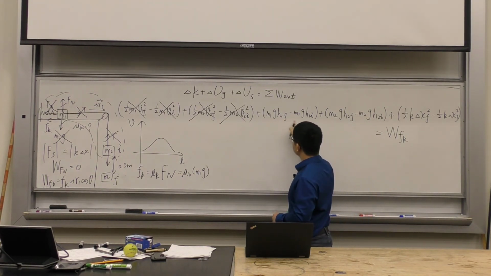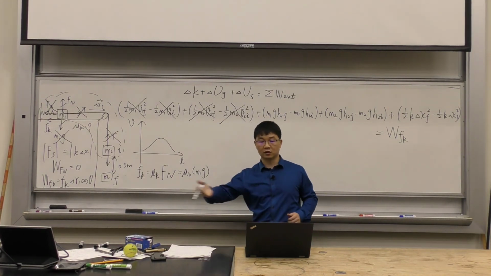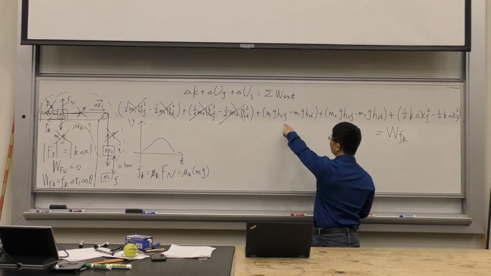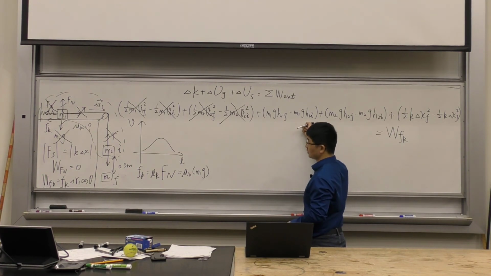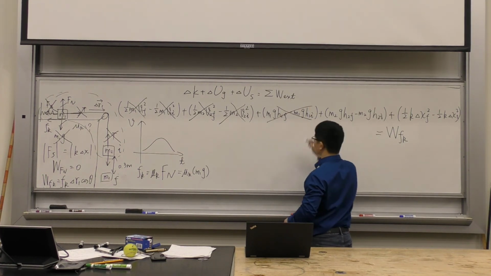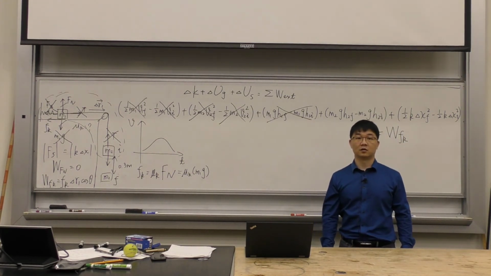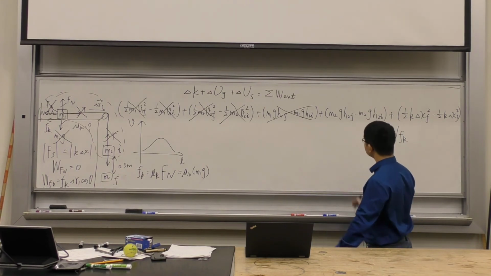Now, take a look at these two terms. M1 is not moving in the vertical direction. It's only moving in the horizontal direction. So I don't need to know these two heights. I don't even need the number. I know these two heights are going to be the same. There's no change in the height of M1. Very nice. You see that I already crossed out 6 terms.